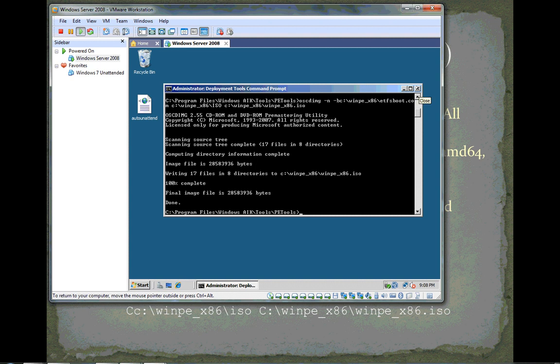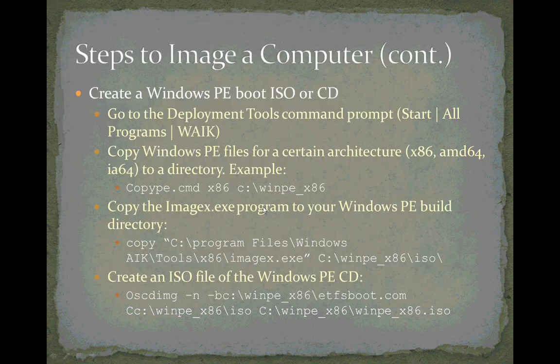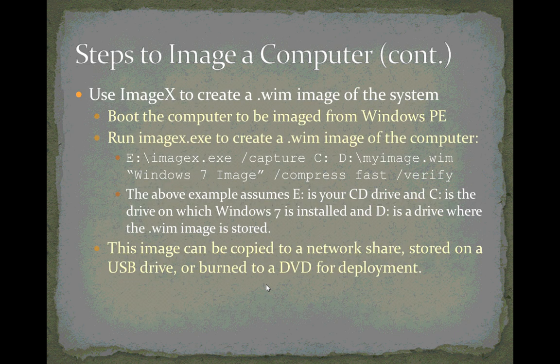But I've now created that image. So I have this image ready to go. I've copied it, ImageX, to my build directory. I created the ISO image with the oscdimg program, and I'm ready to move on to my next step to use ImageX to create a WIM image of the system, and we'll do that in our next video.